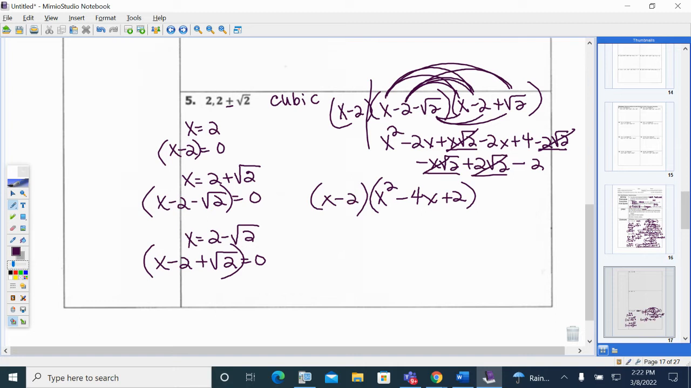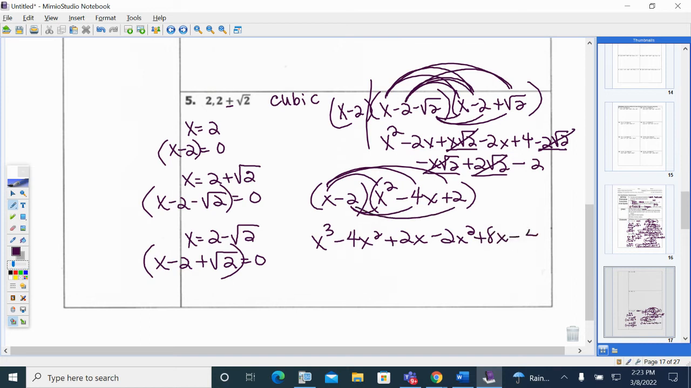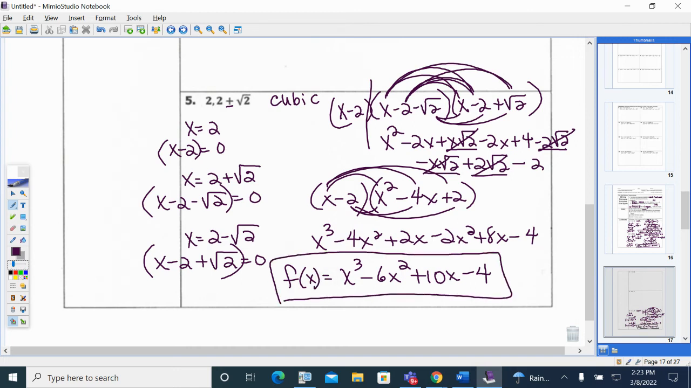And then we're going to multiply that times our x minus 2. So x cubed minus 4x squared plus 2x minus 2x squared plus 8x minus 4. So I've got x cubed minus 6x squared plus 10x minus 4. F of x equals, and there is your answer for number 5.